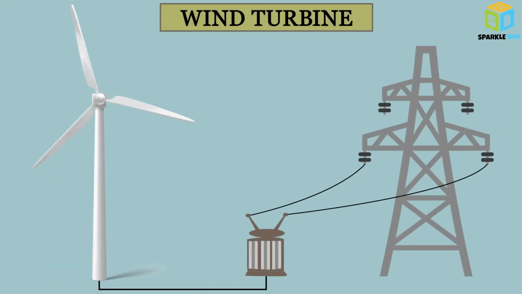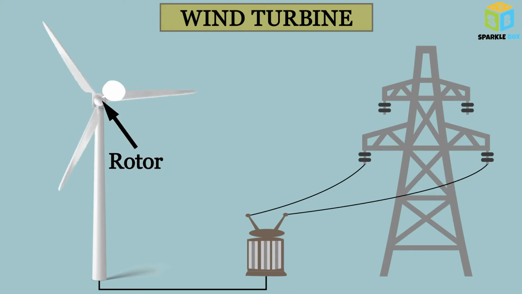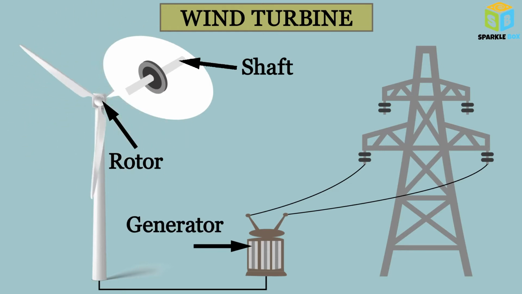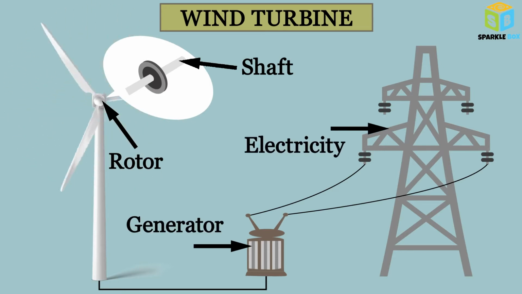The kinetic energy of the moving air or the wind turns the blades around the rotor, and the rotor is attached to the main shaft, and the main shaft is connected to the generator. The generator generates the electricity. So by using the windmill, wind energy empowers a generator, and it generates electricity.